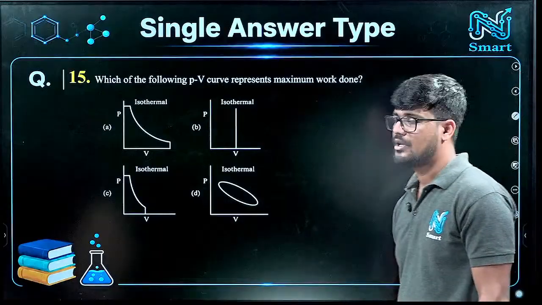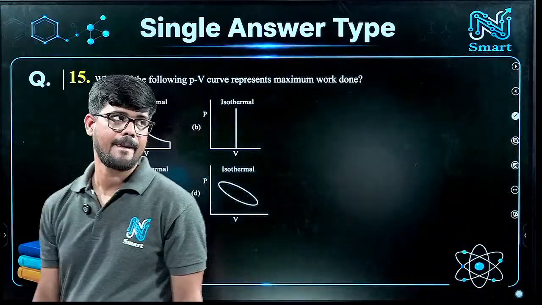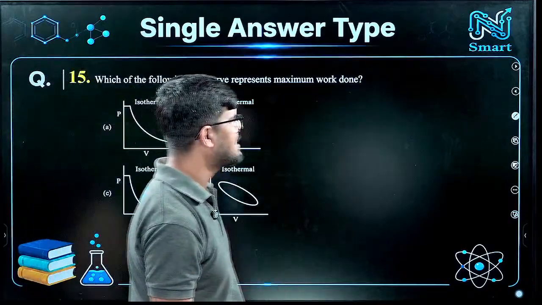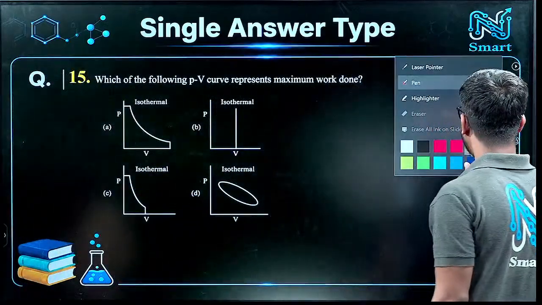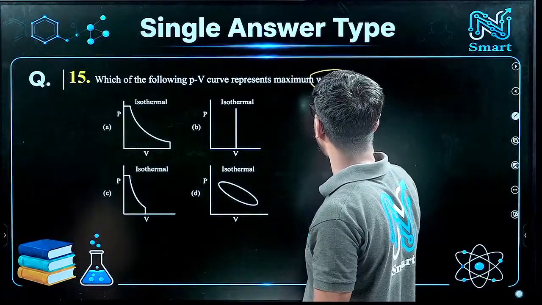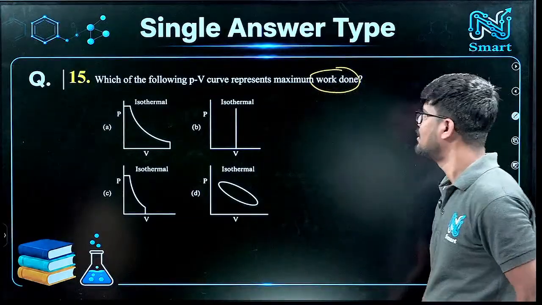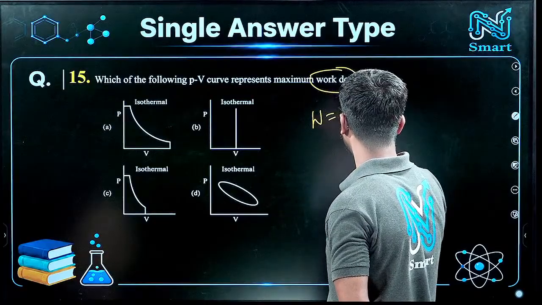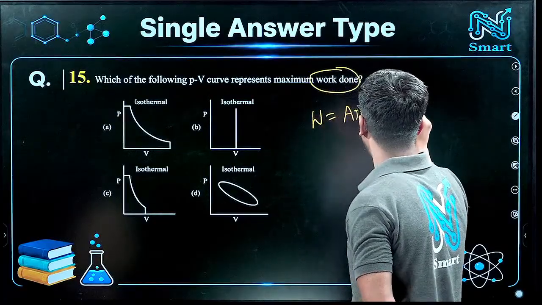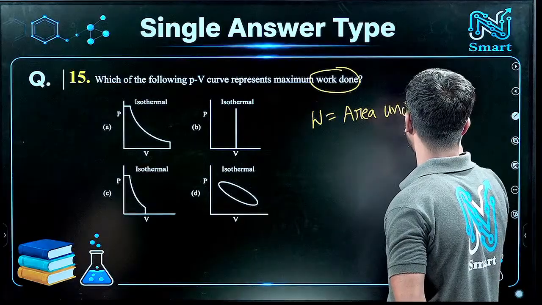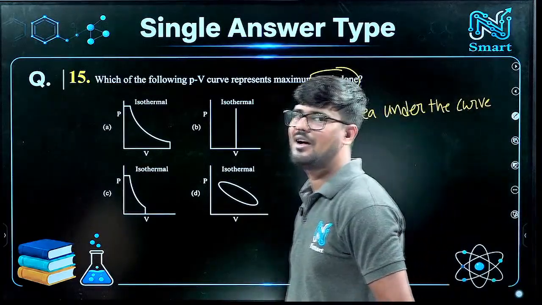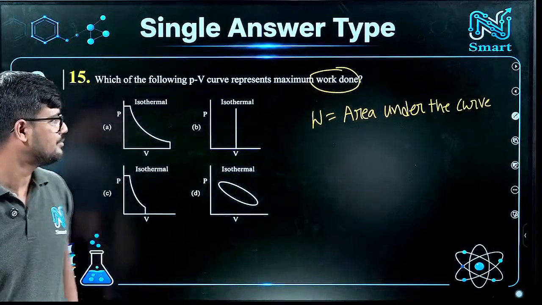Now this question, how will we solve it? Which of the following PV curves represents maximum work done? So here we have one idea for how to find work done, which is equal to the area under the curve. If you know this, you can find the answer.